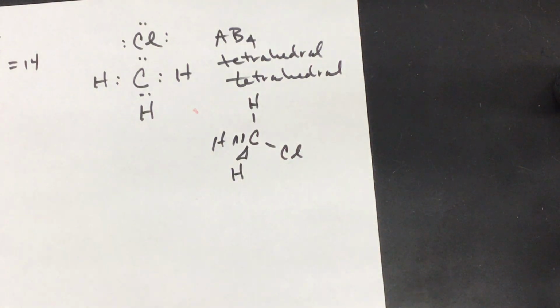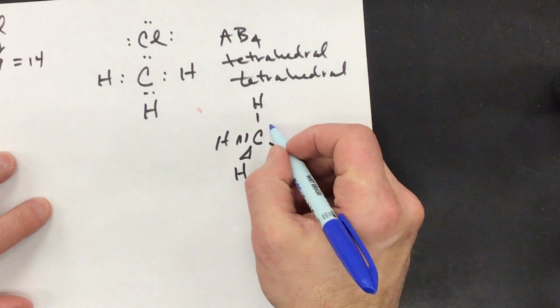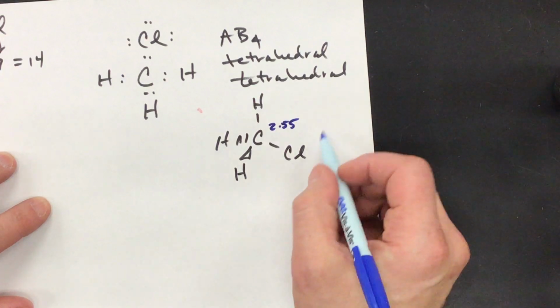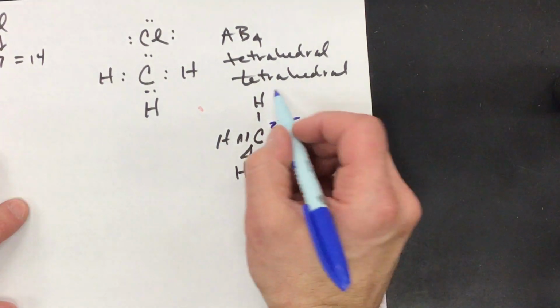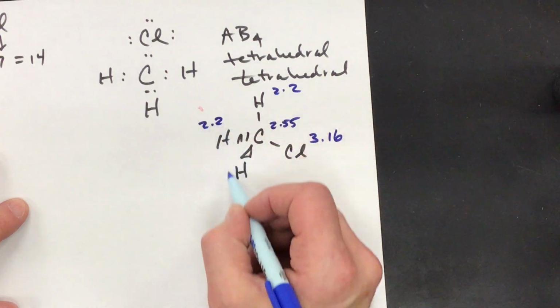Okay, so now we're looking at electronegativities, right? Because we want to say, is the molecule polar or not? Well, electronegativity is 2.55 for carbon, and let's see, that's 1.6, I think, for chlorine, and the hydrogens are 2.2.